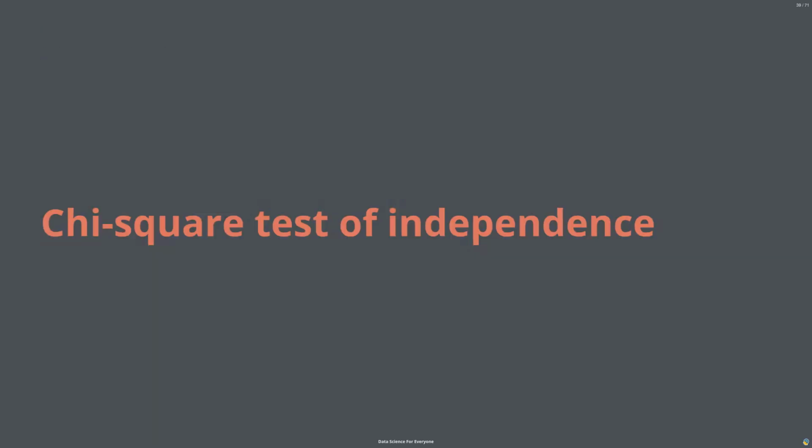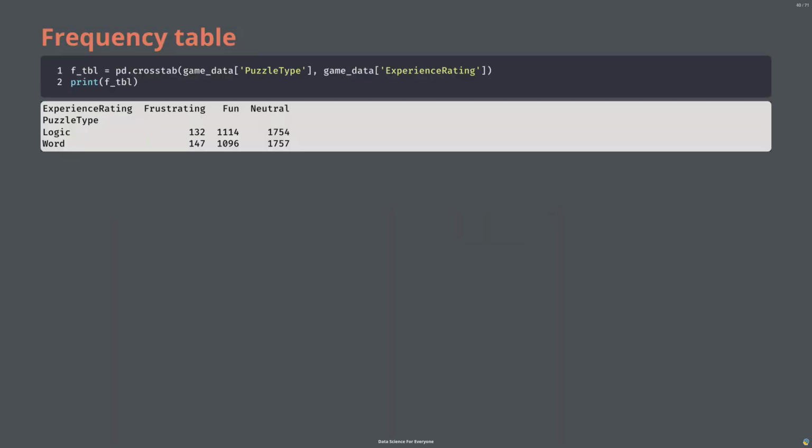The chi-square test of independence is used when we want to see if there's a relationship between two categorical variables. Let's look at our puzzle dataset. Let's say after finishing, we asked each participant how they felt about their experience. Did they find the puzzles fun, neutral, or frustrating? So now we have two categorical variables: puzzle type, which is word or logic, and experience rating, which are fun, neutral, or frustrating.